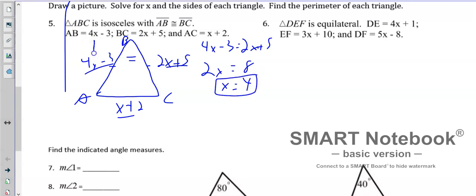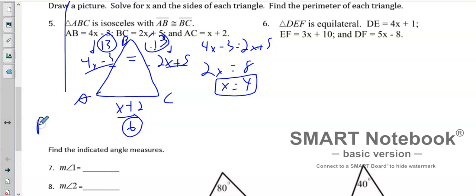Now I'm going to plug it in here, or here, doesn't matter. I should get the same answer. 2 times 4 is 8, plus 5 is 13. Sorry, 2 times 2 is 4, my bad. No, 2 times 4 is 8, plus 5 is 13, I'm right. Plugging in the wrong number. 4 times 4 is 16, minus 3 is 13. And if I plug it in here, 4 plus 2 is 6. So there's our three sides.